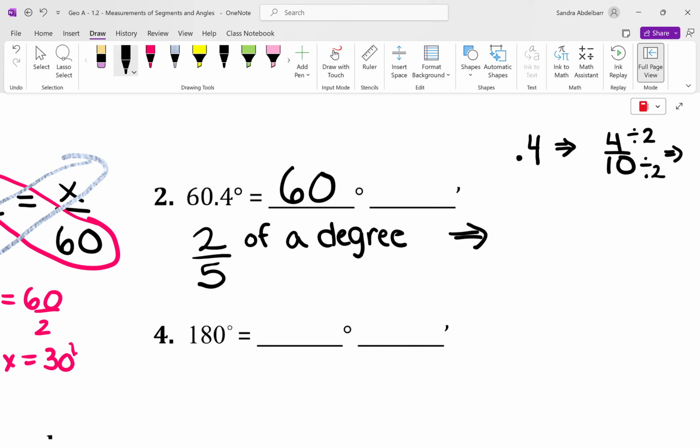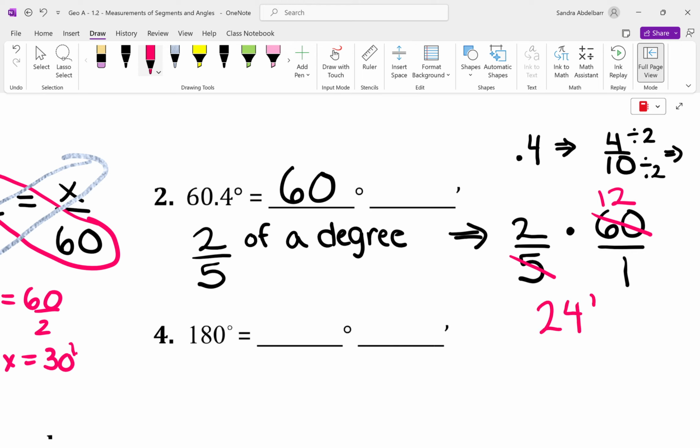So I know of is the mathematical operation for multiplication. The word of goes with multiplication. So this is going to be 2/5 times a degree, which is 60 minutes. I'm going to cross simplify now. 5 goes into 60 12 times, and I'm left with 2 times 12, which is 24 minutes.